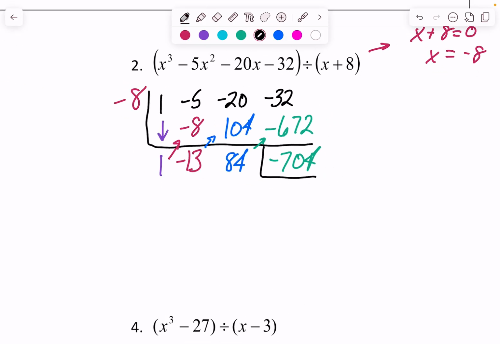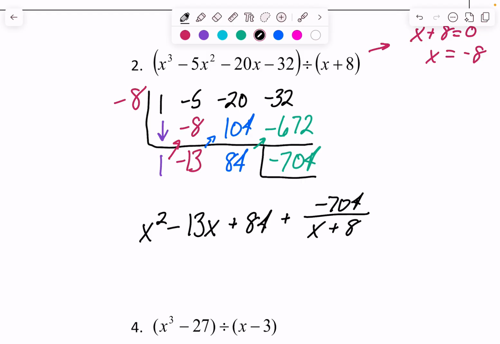Then when I write my answer, my original dividend started with an x cubed, so I'm going to start one power down, so I'm going to start at x squared. And write my remainder over what I divided by.